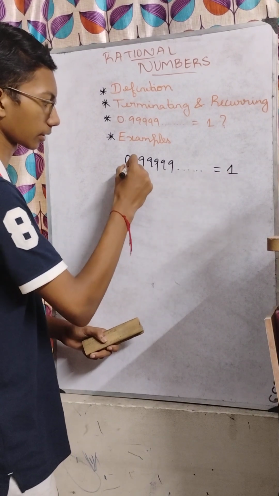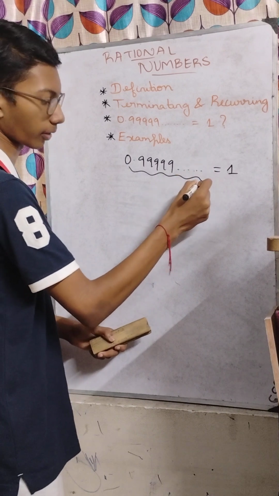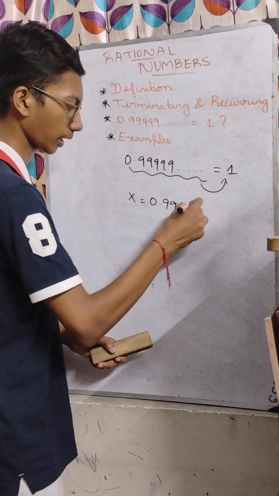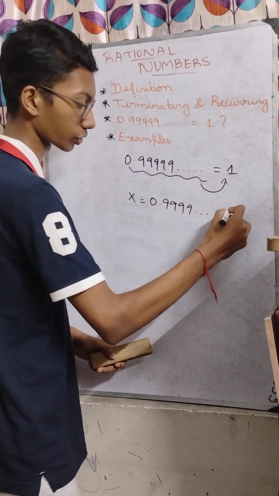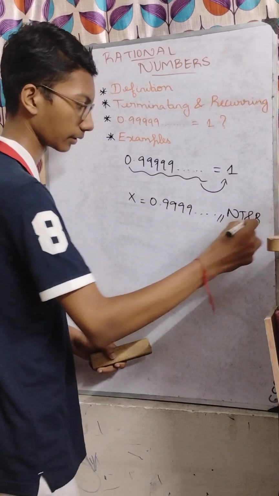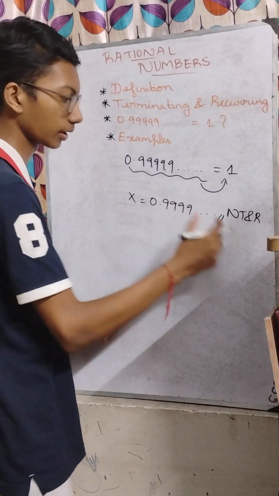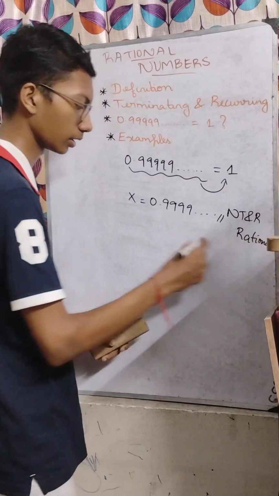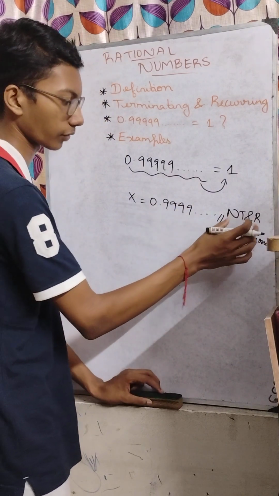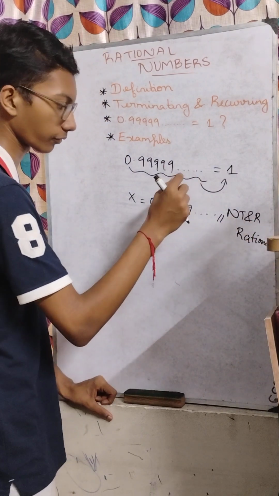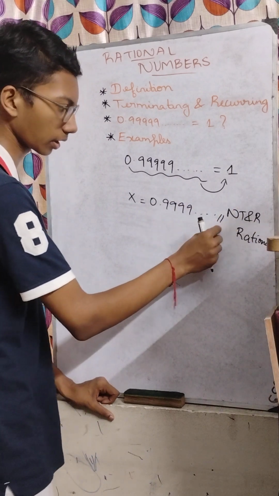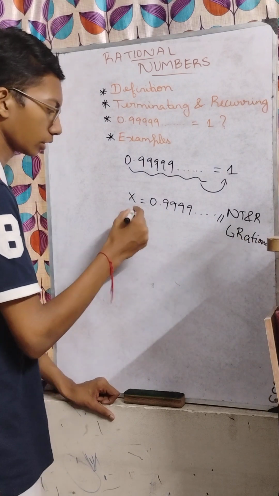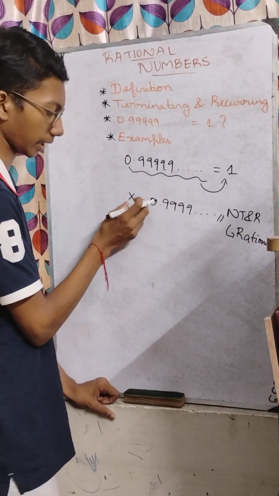Let's take this number and get from here to 1. So let's take x equals 0.99999. This is non-terminating and recurring, which means it can be written as a rational number. We know that from what we have seen before. So the value we need is x.